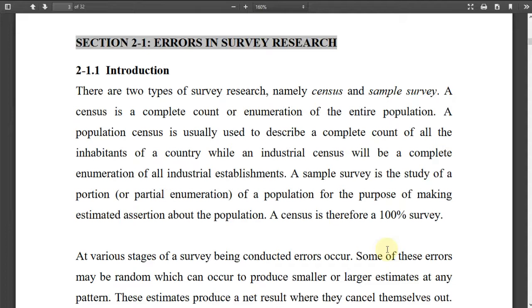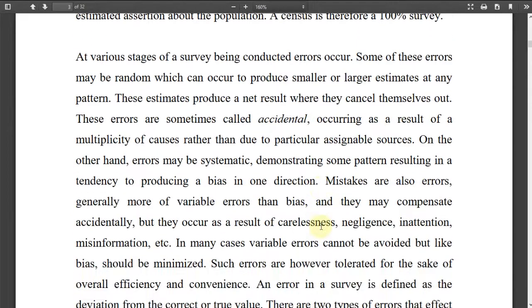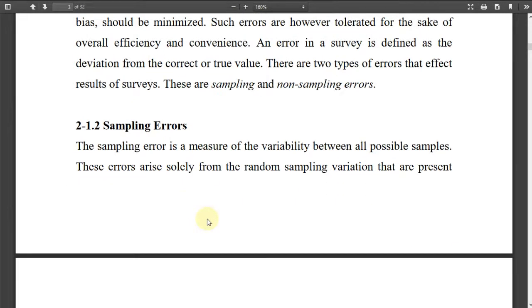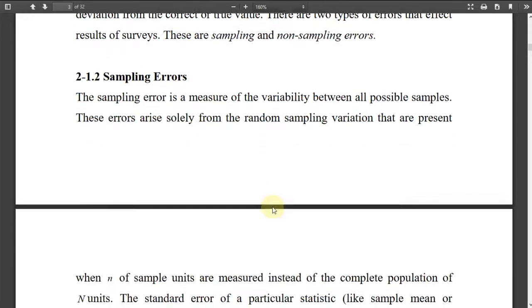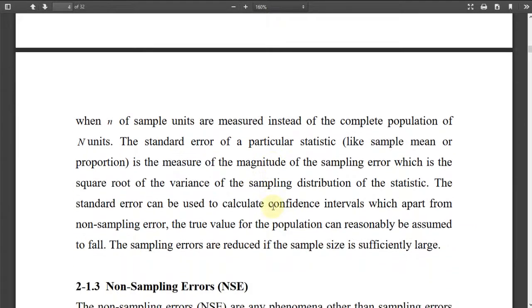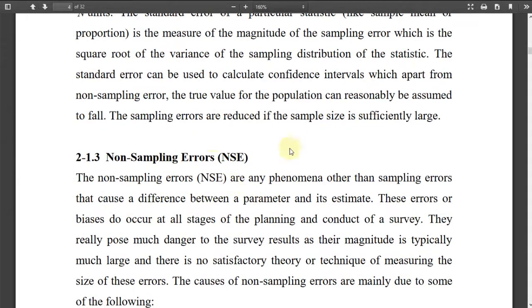So we have errors in survey research, and we said there are 2 of them: the sampling error and the non-sampling errors. The sampling errors occur as a result of you picking a sample. The fact that you are not taking the whole population, there is that error. You can measure that sampling error using the standard error, which is the variance of the sampling distribution of the statistic you are interested in. And you can reduce that sampling error if you increase the sample size.